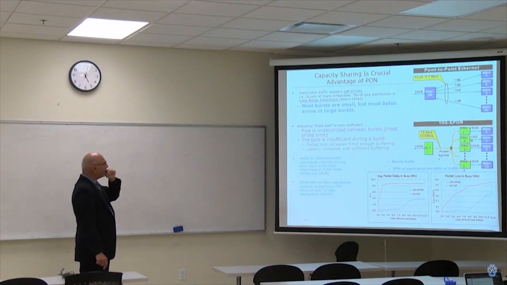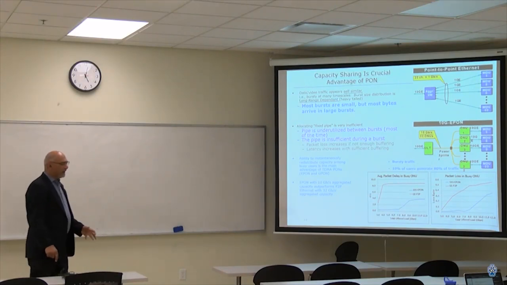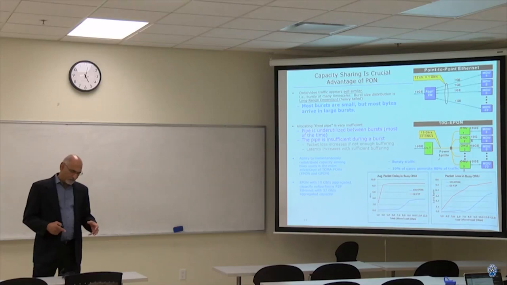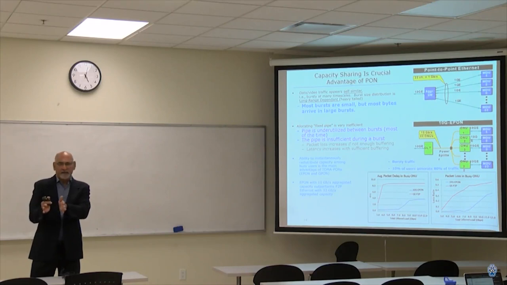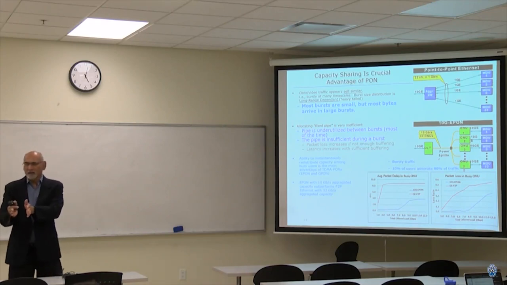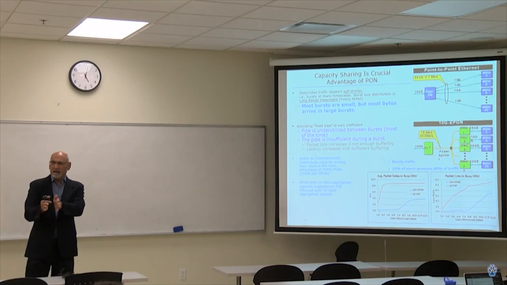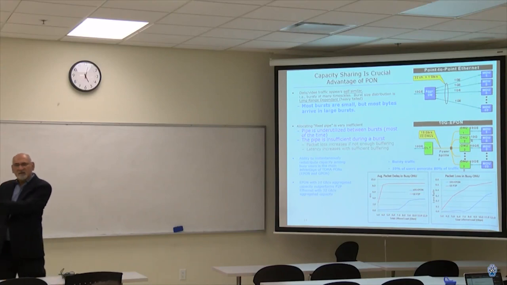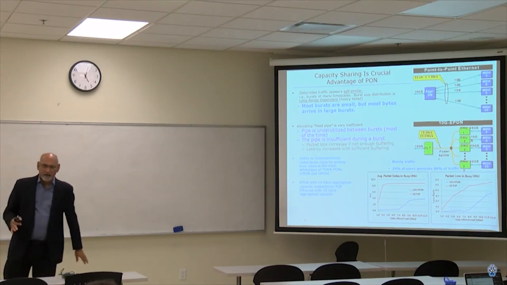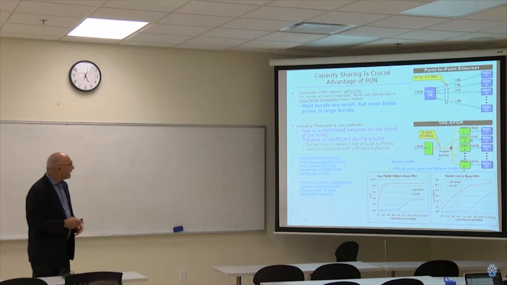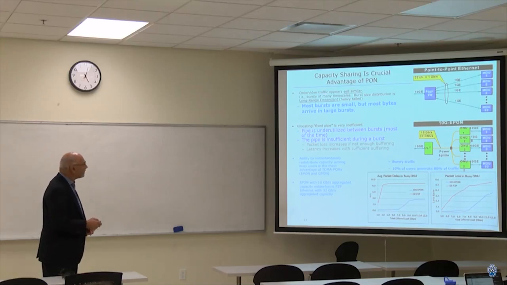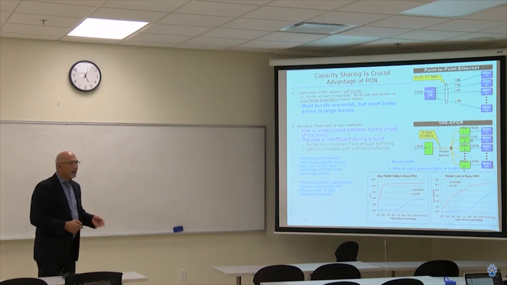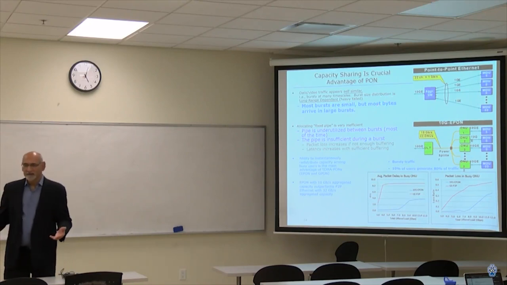The critical thing I wanted to point out is that what makes PON attractive is that data traffic is bursty. It's also self-similar, which is an interesting phenomenon: if you look at internet traffic, you can take any time scale and the pattern looks similar. It's what is called fractal or self-similar. Most of the bursts are small.